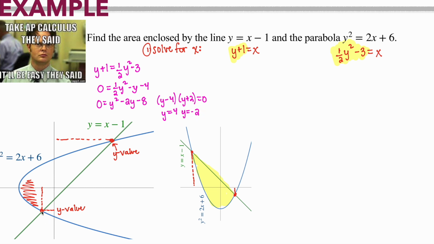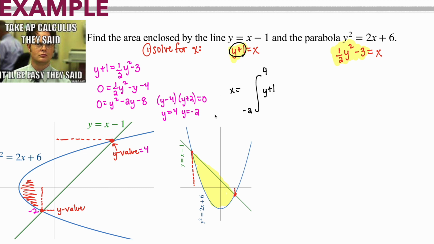This right here was the coordinate where y is at -2, and this coordinate y value is at 4. So now we know the integral. We are going from -2 to 4, and this is now x equals instead of y equals. And we are taking the straight line, which is y plus 1.